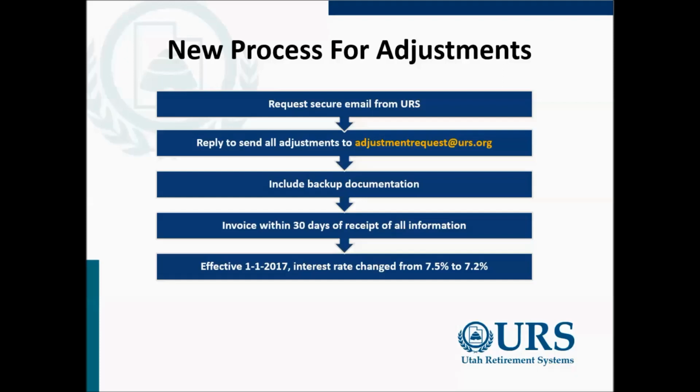Now, how do you submit your adjustments to the retirement office? This process has changed a little bit. The first thing that you're going to do is contact your account analyst, and you're going to find that information on your employee management center. They'll tell you who your account analyst is. You're going to let them know that you have an adjustment that you need to send in. Your account analyst is going to send you an encrypted email because we want to protect that information. And you are going to reply to that encrypted email and send all of your information to do an adjustment to the email address that you see on your screen, adjustmentrequest@urs.org.